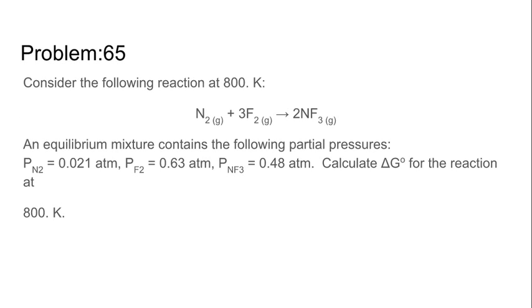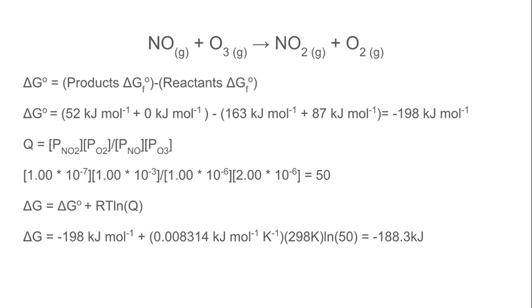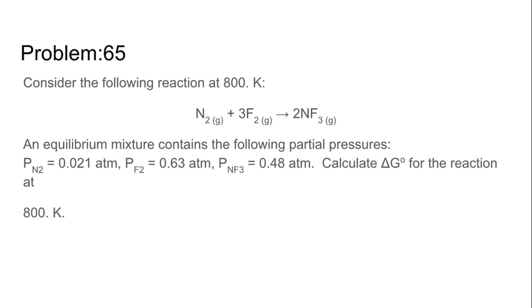Now, problem 65. Consider the following reaction. Cool. We solved our reaction, by the way. Now, problem 65. Consider the following reaction at 800 Kelvin. An equilibrium mixture contains the following partial pressures. The pressure of N2 is equal to 0.021 atm. The pressure of F2 is equal to 0.63 atm. And the pressure of NF3 is equal to 0.48 atm. Now we have to calculate the delta G naught for the reaction at 800 Kelvin.